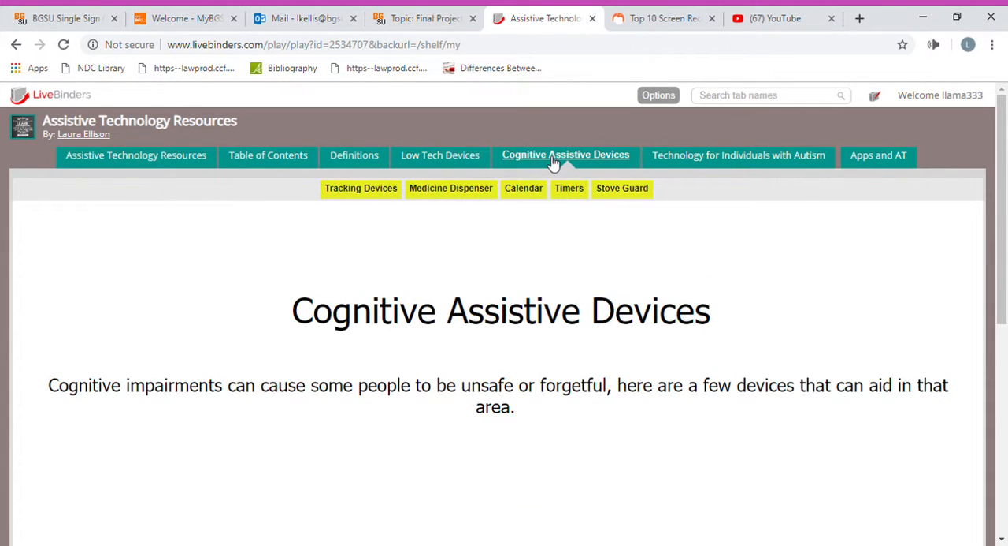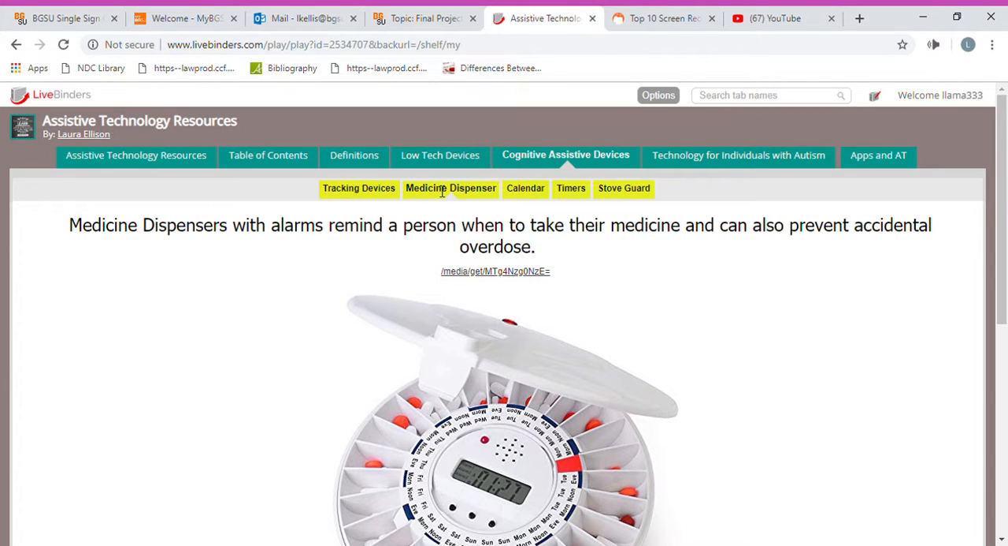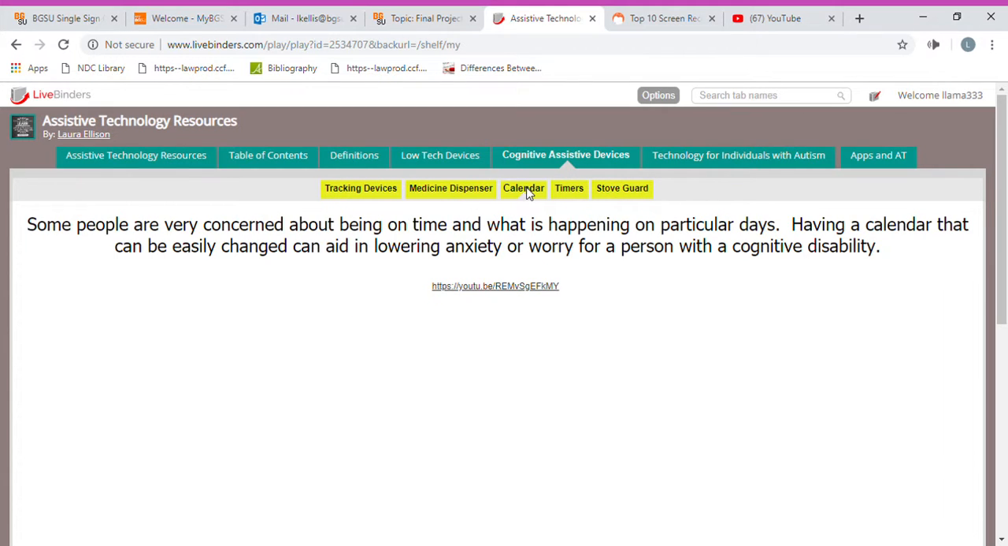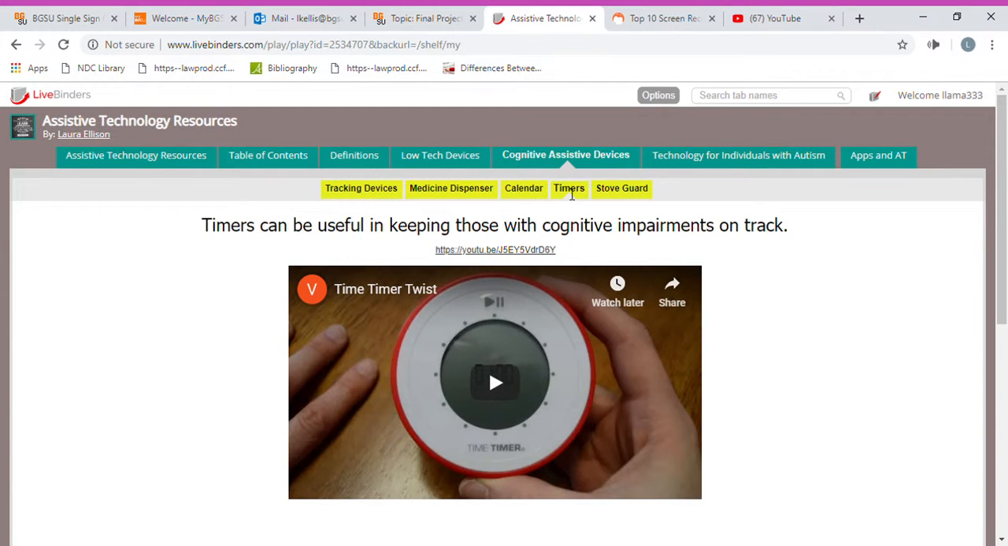My next one up was cognitive assistive devices, where I was a little short. But I do have tracking devices that you can hook on to someone's clothing in case they're a wanderer. Medicine dispensers that have an alarm on them, and they also are time released. Google calendars also for our friends that are very, very organized and need to know the exact time and day of things. Timers for our friends who need counting down for different situations or to know how much time they have left for something.